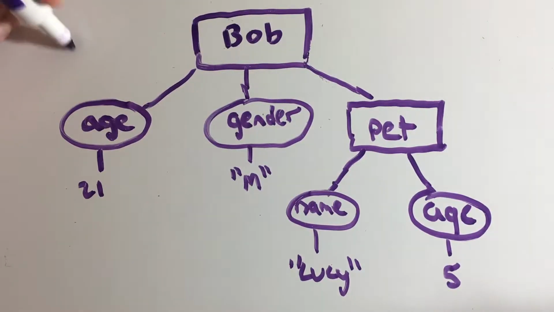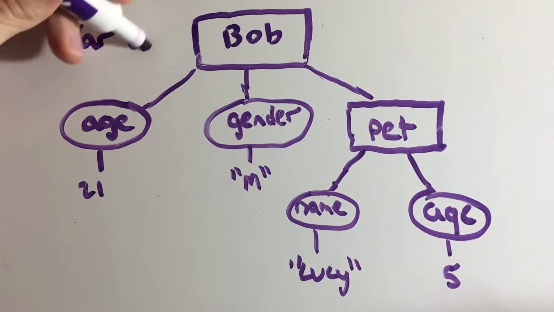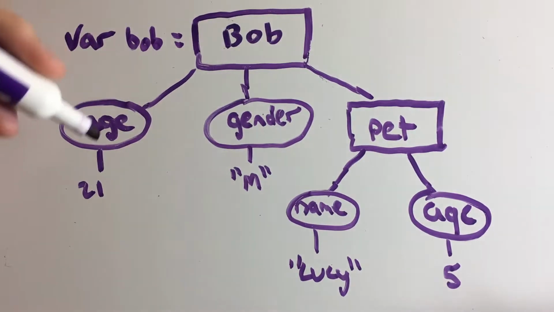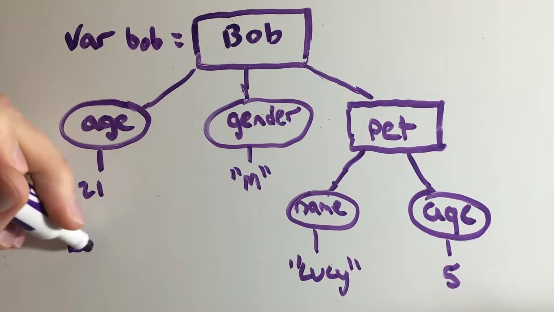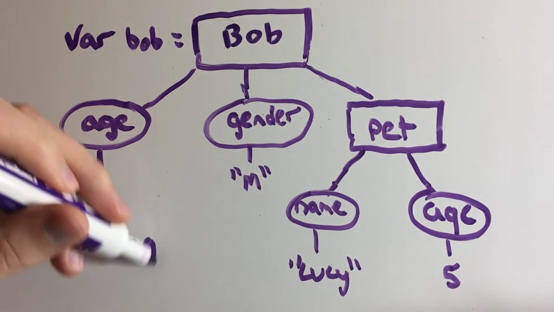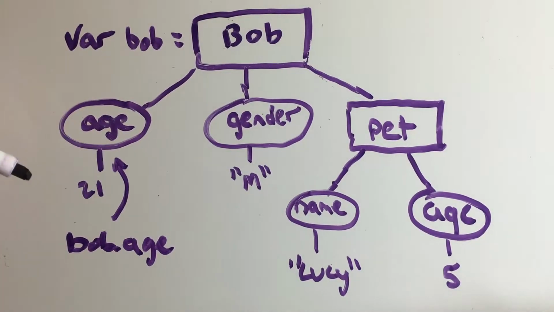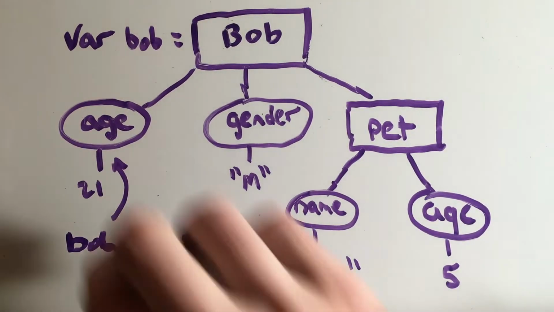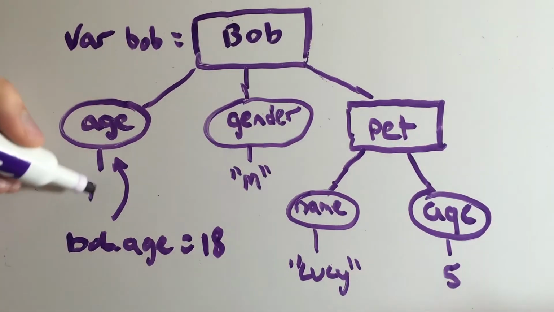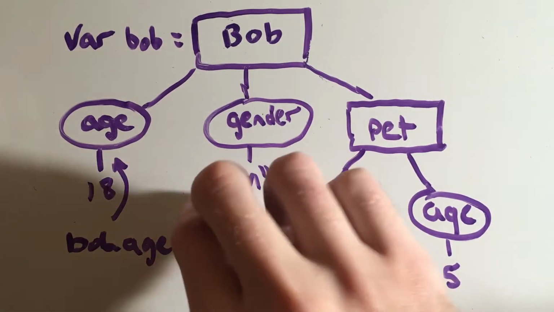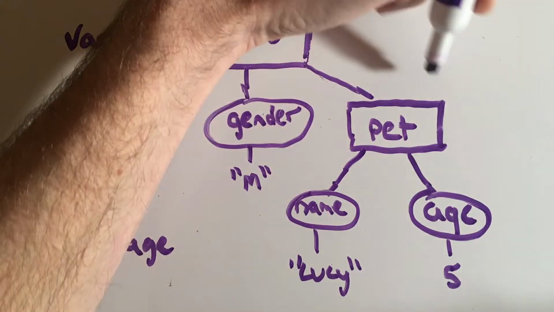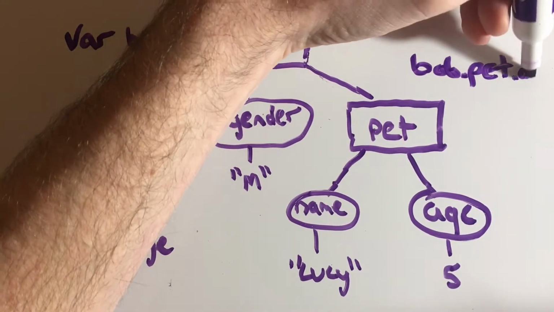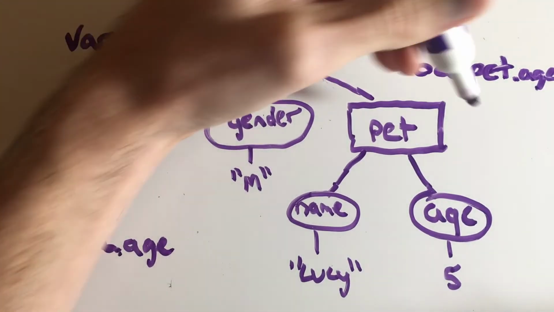Now imagine we had a variable called Bob and it was assigned to our object Bob. We can show how the different properties can be accessed using that Bob variable. For age, that would be accessed by bob.age. And just to show that we can overwrite the value of age, we can do bob.age equals 18, which if run will go through here and change the memory or state of the Bob object. And then secondly, we can show how to access the pet object by doing bob.pet.age if you wanted to change the age of the pet.